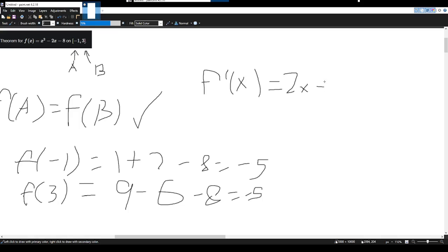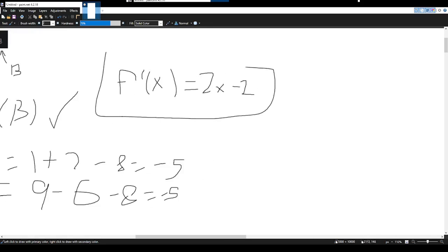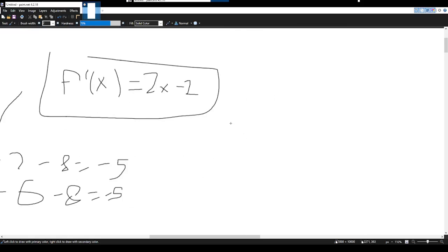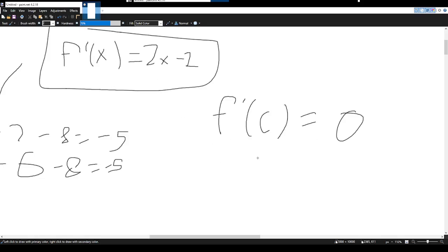Minus just 2, and then the 8 doesn't matter. So now we have this. And so we want f prime of c equals 0. So what we want to do is say 2x, or instead of x, it's going to be c. 2c minus 2 equals 0.